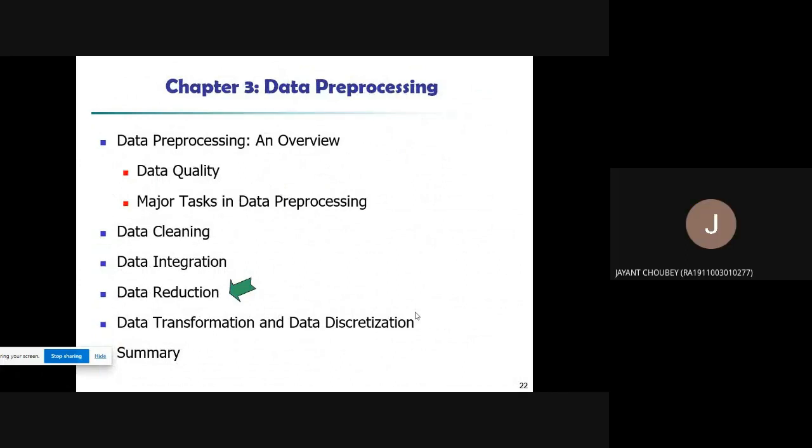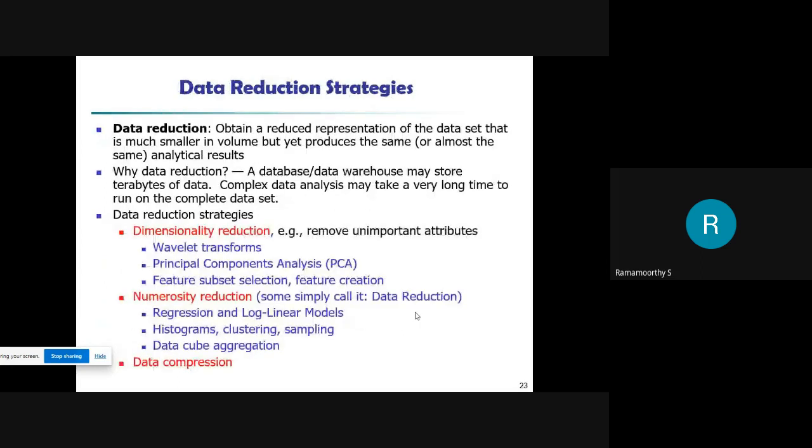No, sir. Data cleaning and data integration. Okay, fine. So then I'll move to the next pre-processing stage, data reduction.